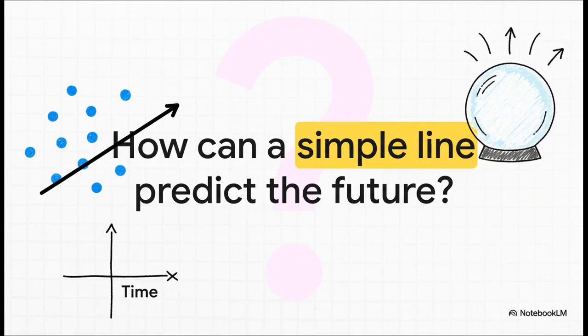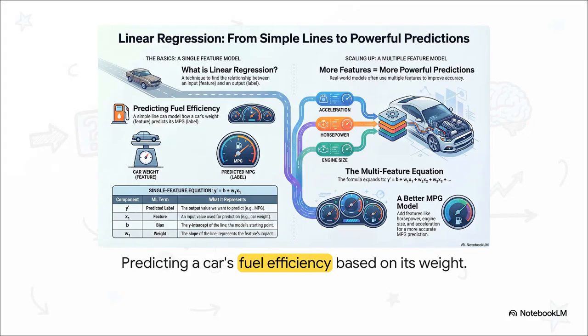So, how is that even possible? I mean, really, how can a basic straight line, the kind you learned about in high school algebra, actually help us see into the future? Well, that's the big question we're going to tackle. And to make this all feel really concrete, we're going to stick with one single example the whole way through. We're going to try to predict a car's fuel efficiency, its miles per gallon, based on just one thing, how much it weighs. It's the perfect way to see all this in action.